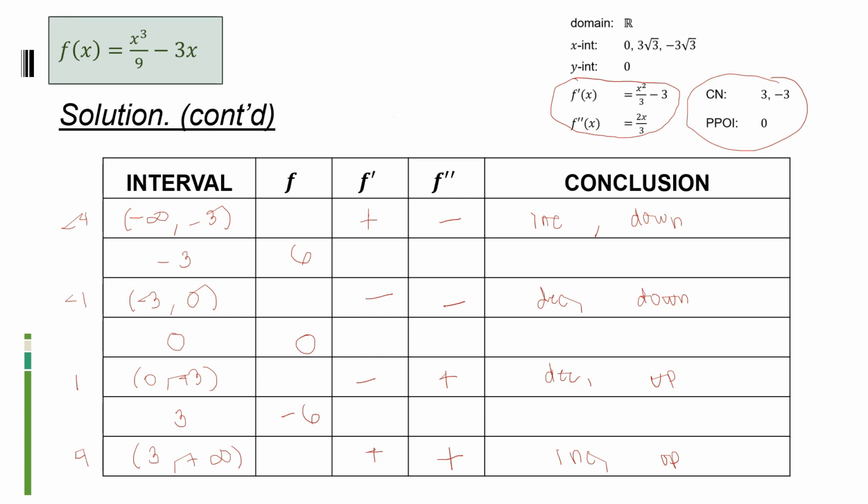Now, checking the first derivative, meron tayong change from positive to negative dito, which means that at negative 3, 6, we have a relative maximum. Eto, wala namang nag-change, so wala. Dito, from negative to positive, which means that at 3, negative 6, we have a relative minimum. Dito naman sa kabila, negative to negative, no change. Negative to positive, means that 0, 0 is actually a POI, a point of inflection. And then positive to positive, no change.